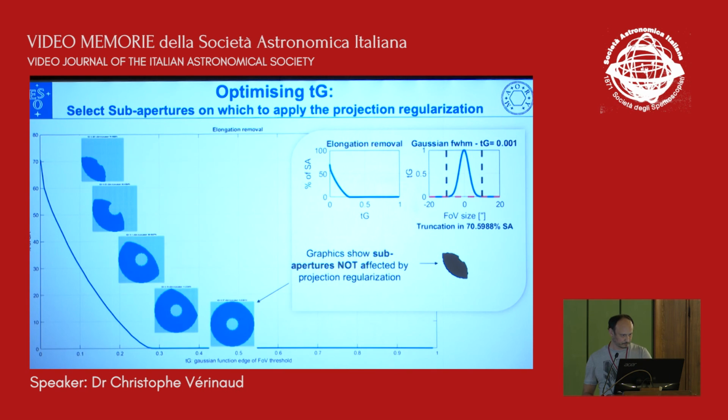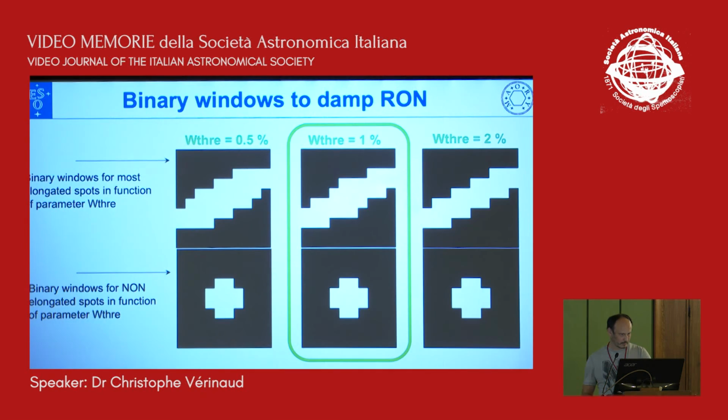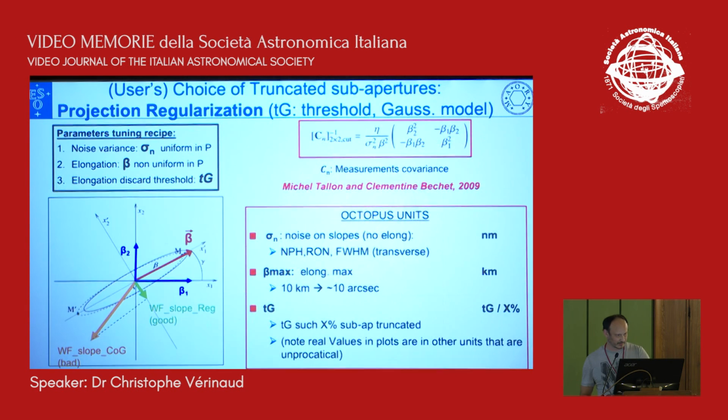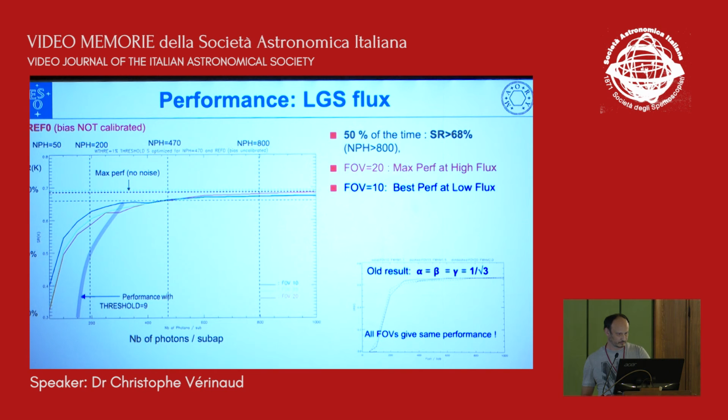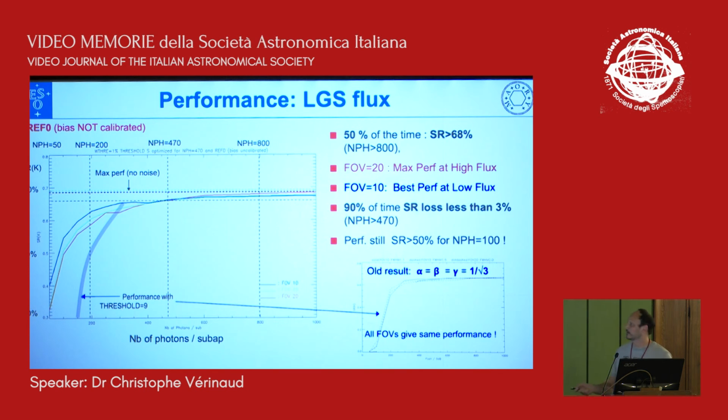Sorry, I go back. Yeah, so this is the same limit as this. And what you can see in this curve is that for high flux, the field of view 20 is the best. And for low flux, it's the field of view 10 arcsecond. So now we have at least one way to discriminate between the three fields of view.